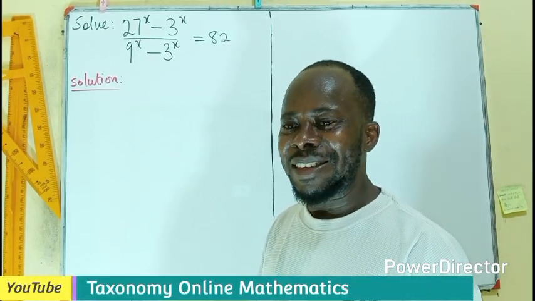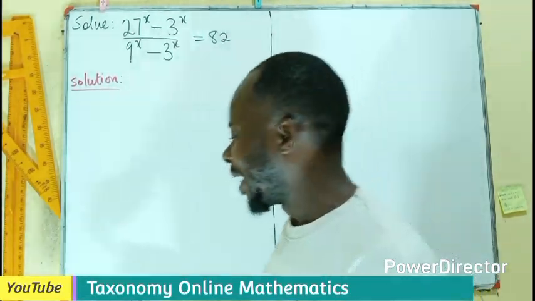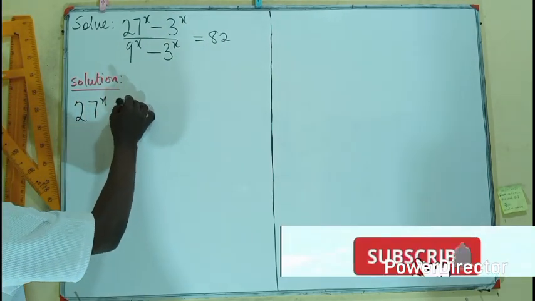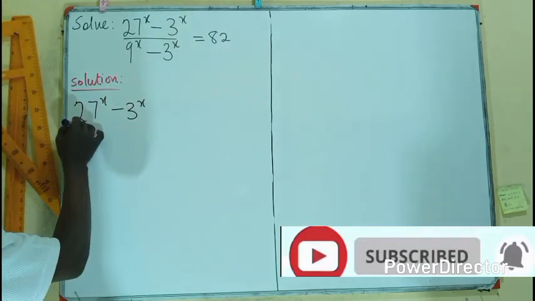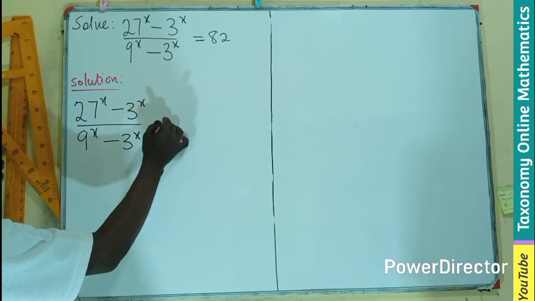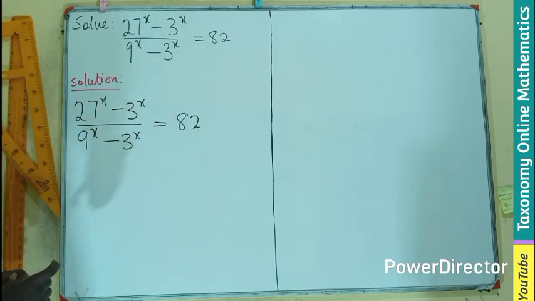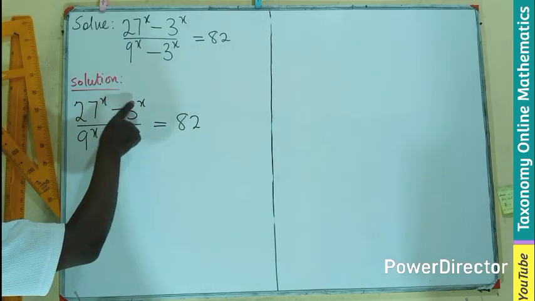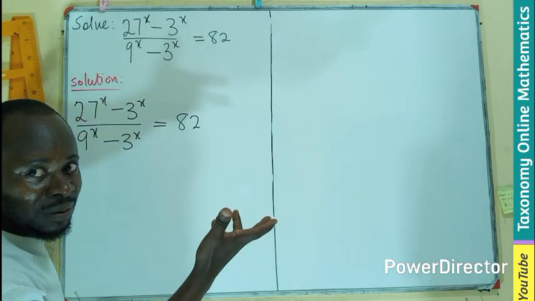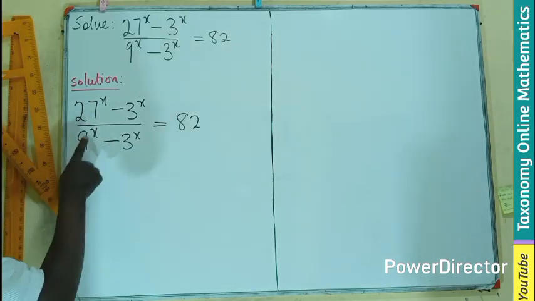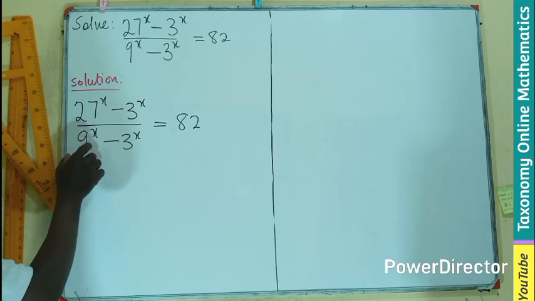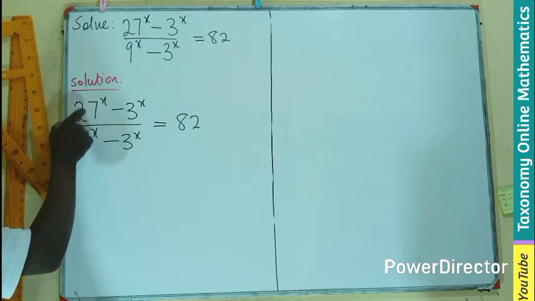Hello, welcome. Let's have a look at this exponential equation: 27 to the power of x minus 3 to the power x, divided by 9 to the power x minus 3 to the power x, all equals 82. Looking at it, the powers are the same, but we cannot apply the laws of multiplication and division. We can only see that 3 is a factor of 27, and at the same time a factor of 9. So we can find that factor from here.